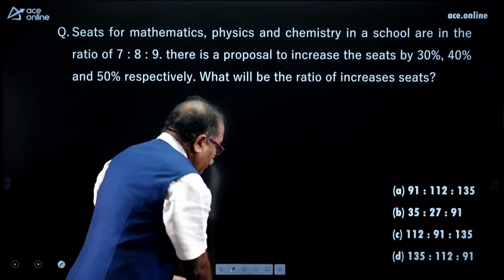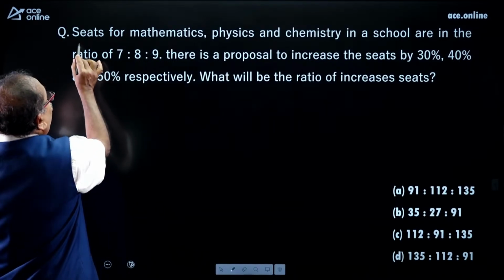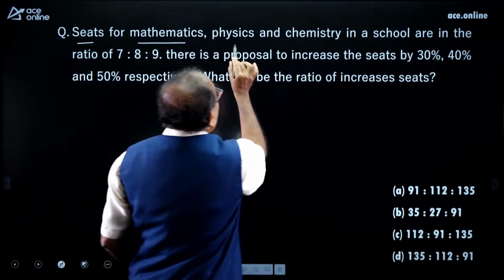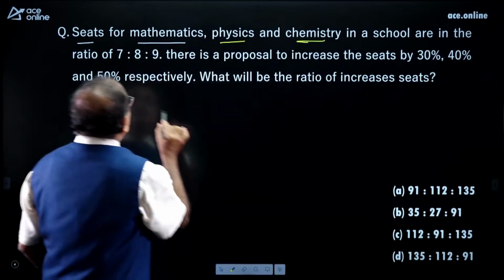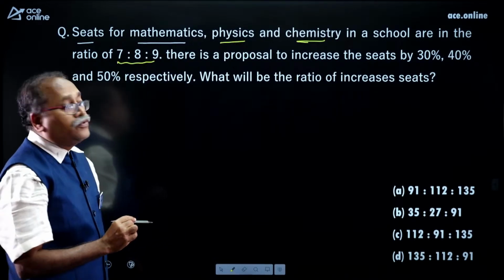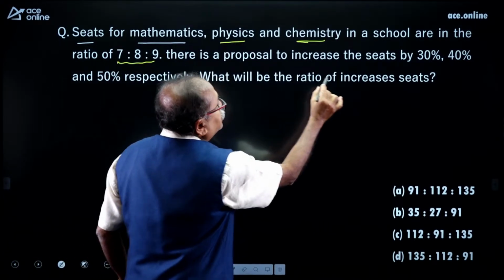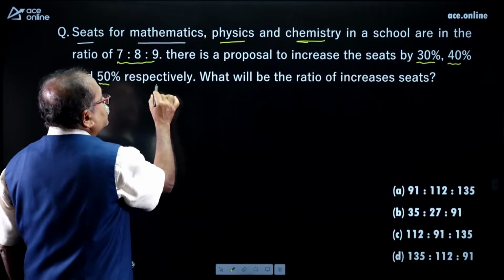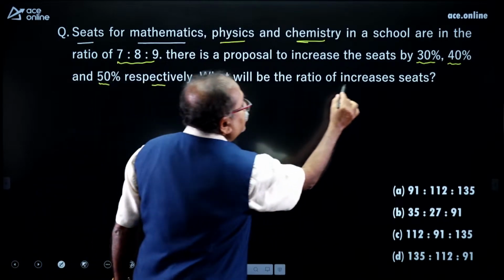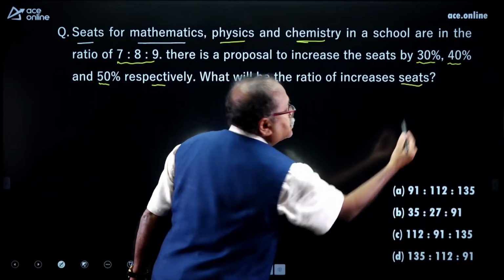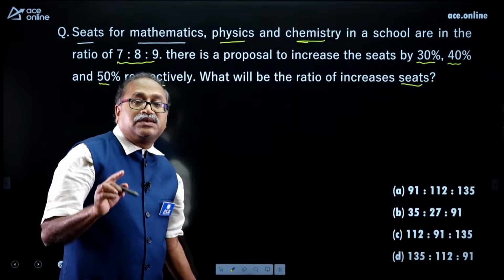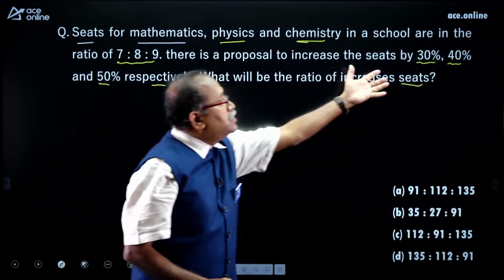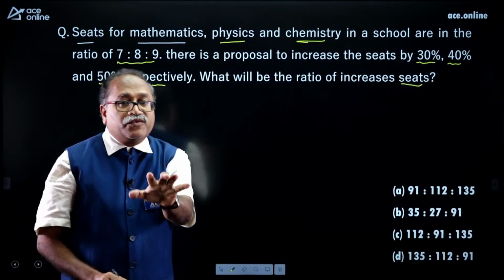Now, how do I answer this question? Seats for mathematics, physics and chemistry in the schools are in this ratio. And there is a proportional increase in the seats by 30%, 40% and 50% respectively. So what is the ratio of the increased seats? If you have ever written the exam, you definitely know this type of question comes up, when the ratio is given and there is some percentage increase in the ratio. What will be the new ratio?